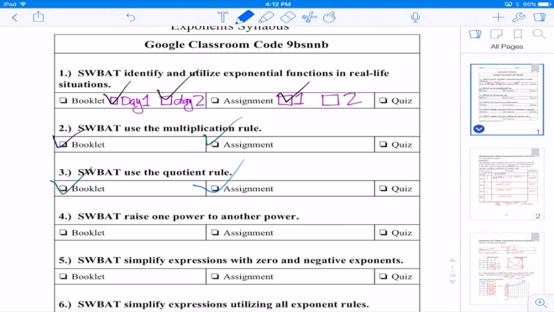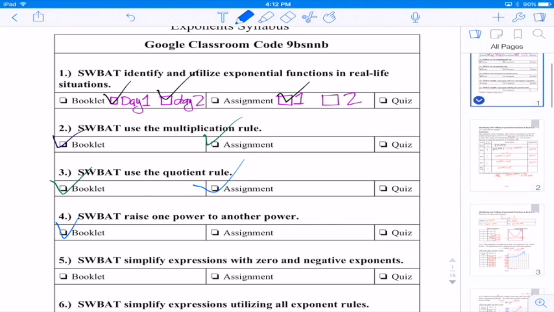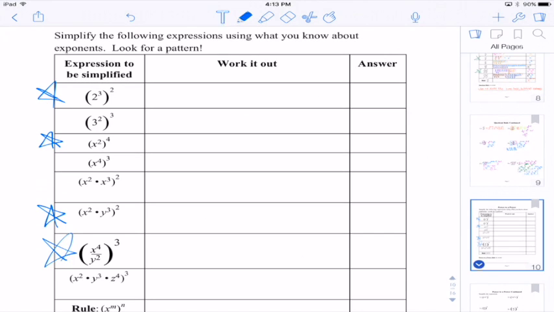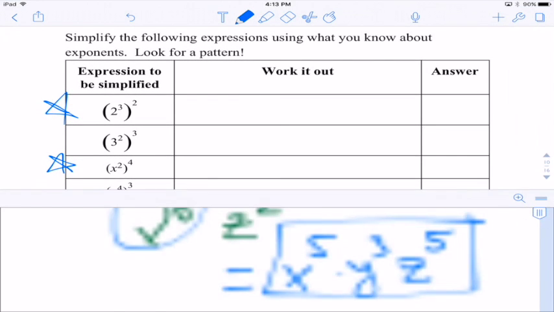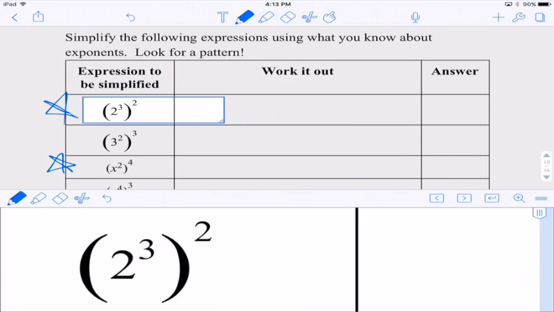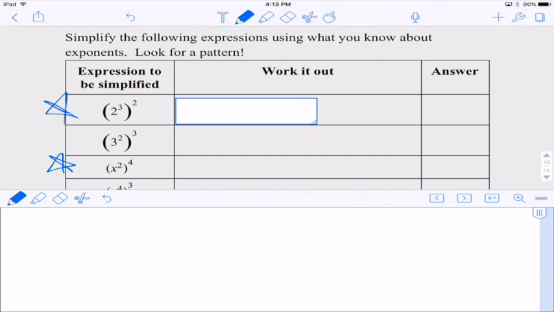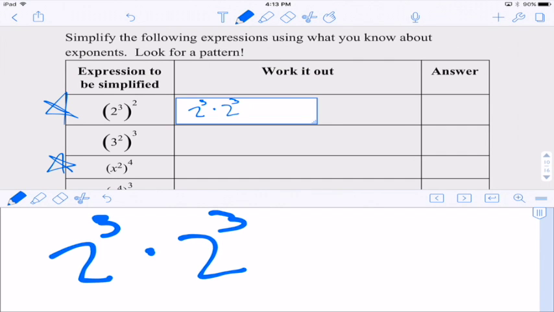Today we're going to do the booklet on raising a power to a power. First of all, we have 2 cubed and all of that raised to another power, squared. So what we're going to do is square all the stuff in the parentheses. That means we're going to do 2 cubed times 2 cubed.